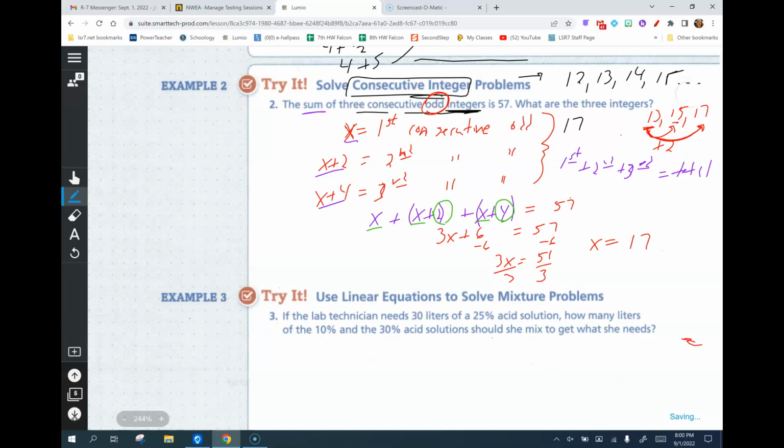Your second one obviously is going to be 2 more than that, and also it's consecutive, so it's 19. I'm going to write it up here so you can actually see what I'm doing. Okay, so 19 is my second one. What's my third one? Right, 21. And didn't I add 4 to 17 in order to get 21? Yes, I did.